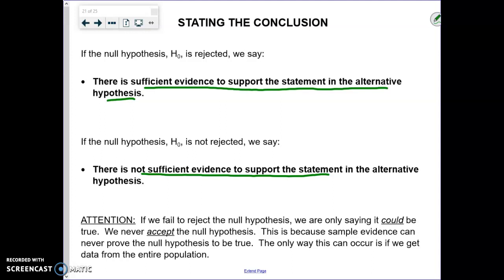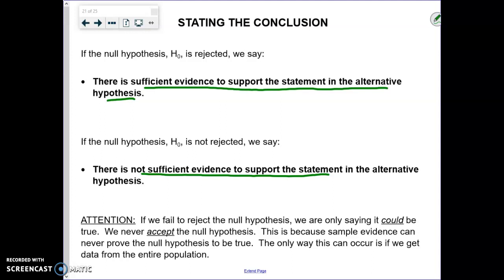It's kind of like a court of law where if the defendant is found to be innocent, we don't say they are innocent. We just say the evidence wasn't strong enough to say that they were guilty. They're not guilty. We don't say they're innocent. We just say they are not guilty. Well, the same thing here. If the evidence isn't strong enough to disprove the null hypothesis, we don't ever say that our evidence supports the null hypothesis.